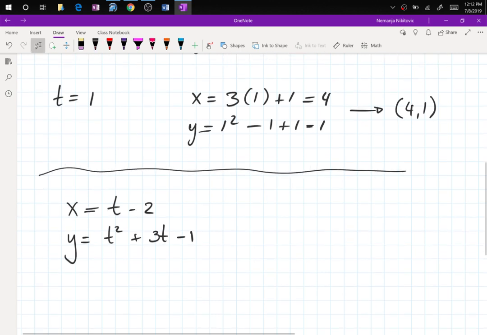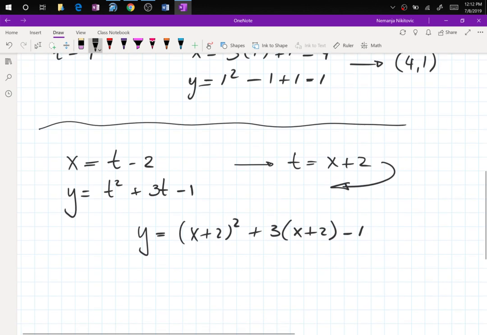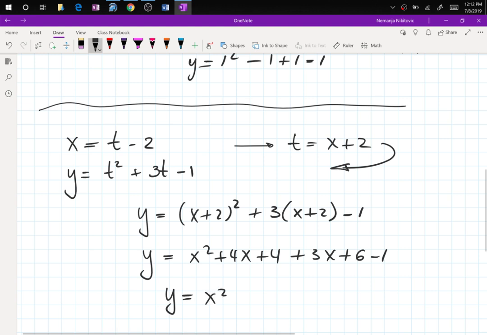So if you want to work out the equation in x and y, you will solve whatever equation is easy. You will solve for t, and you will plug that into the other equation, replacing all of the t's. So now y is equal to (x plus 2) squared plus 3 times (x plus 2) minus 1. And now you just massage this with algebra, get x squared plus 4x plus 4 plus 3x plus 6 minus 1. Y equals x squared plus 7x plus 9.